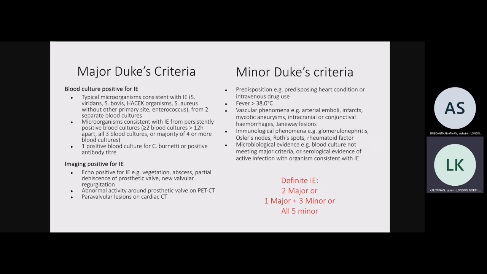Most commonly, you'll probably see 1 major and 3 minor, clinically speaking, but you can just get 2 major things, which could be the culture scoring positive for organisms that are more indicative of IE, and of course the imaging, which we discussed before. It usually starts off with a TTE, and then you can get a TOE if need be.